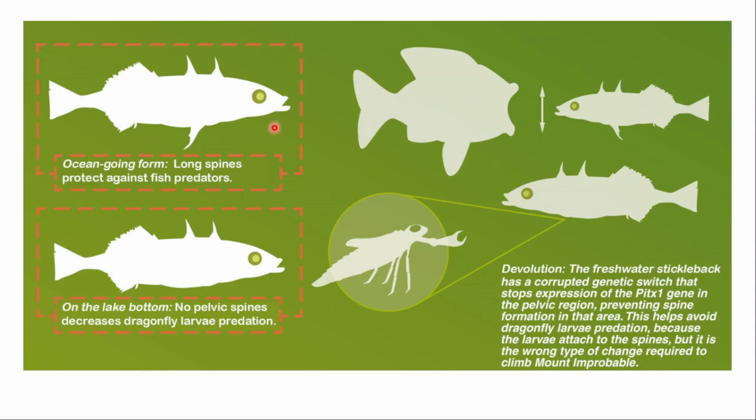So we have two forms of sticklebacks now. Sticklebacks are fishes which are both marine and freshwater origin. Ocean going form which have long spines protects fish against fish predators.